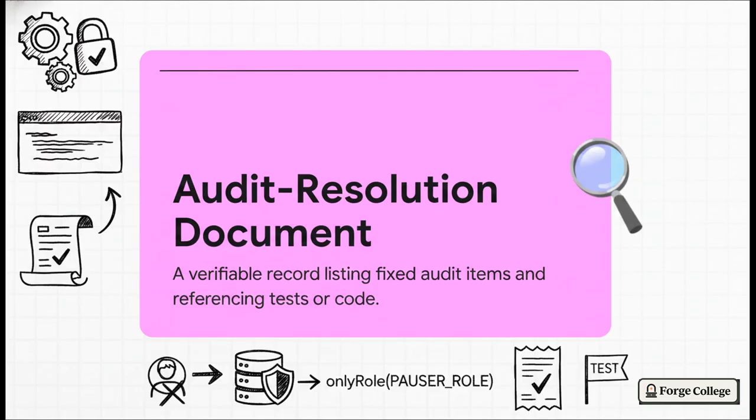It's a short, verifiable record that points directly to your specific code comments and tests, transforming vague fixes into concrete engineering. Like, if the initial audit checklist said that a pause is actionable by an untrusted account, your resolution document needs to point straight to the lines of code, proving that unauthorized users are officially blocked.